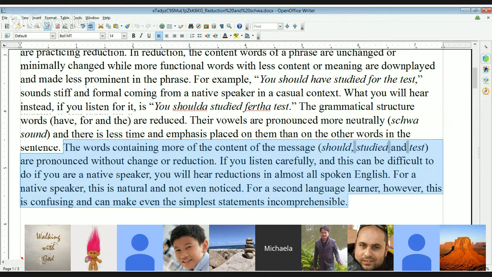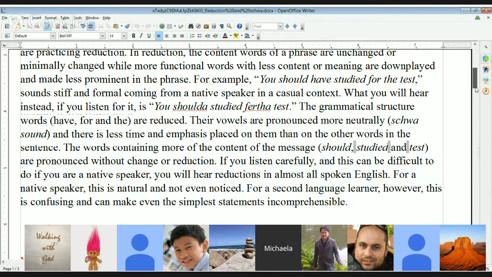If you listen carefully, and this can be difficult to do if you are a native speaker, you will hear reductions in almost all spoken English. For a native speaker, this is natural and not even noticed. For a second language learner, however, this is confusing and can make even the simplest statements incomprehensible.